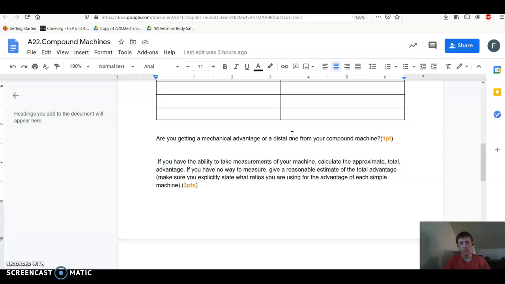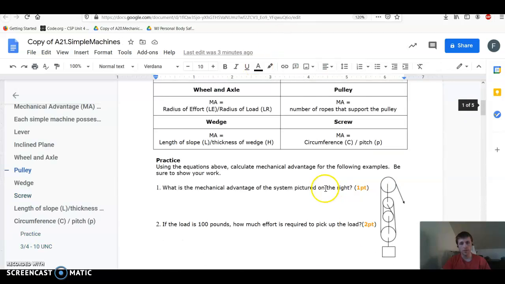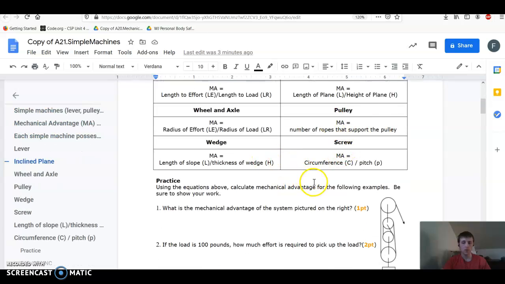Very, very straightforward. If you need to find out the formulas, remember I've given you them up here at the top. You can also simply look them up on Google.